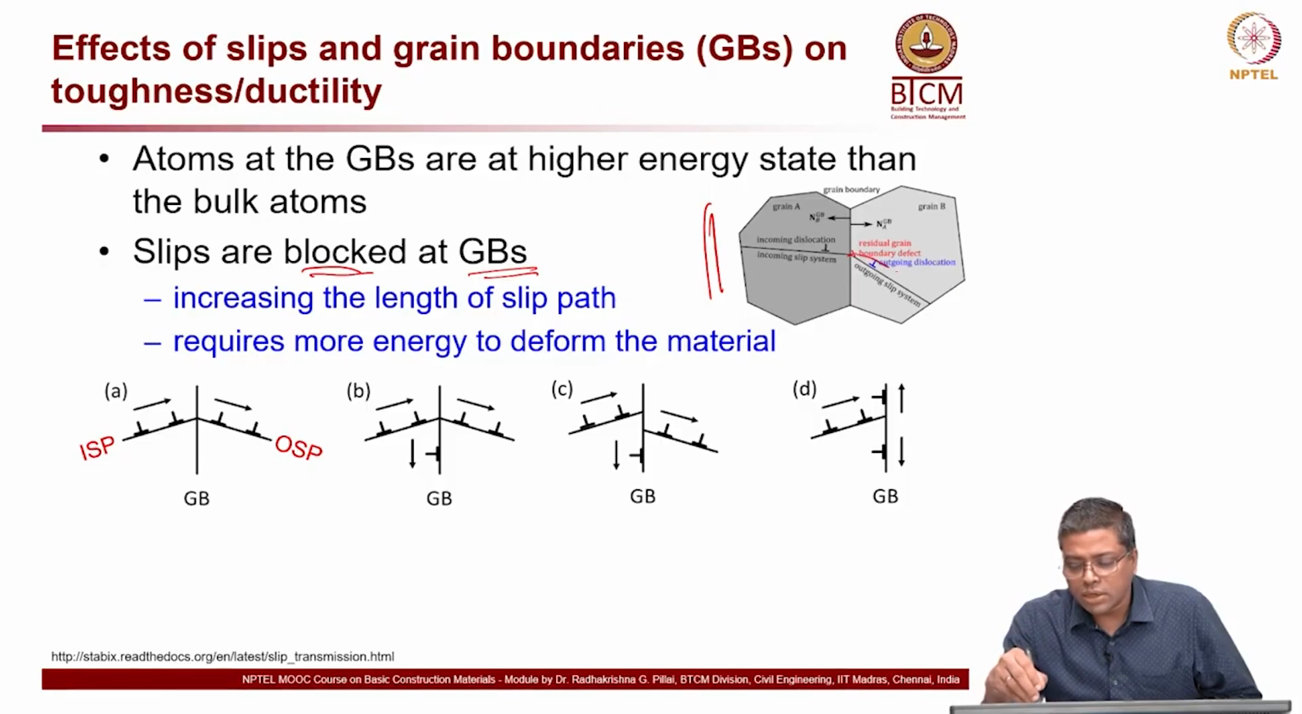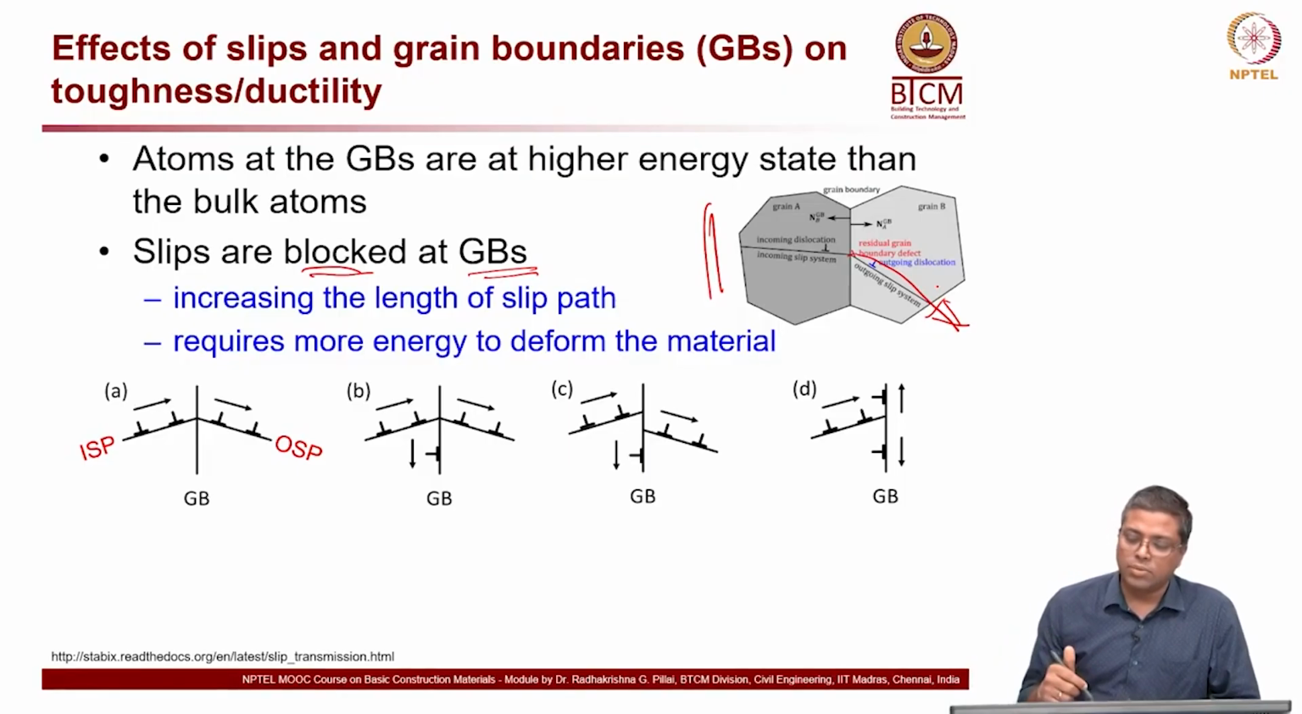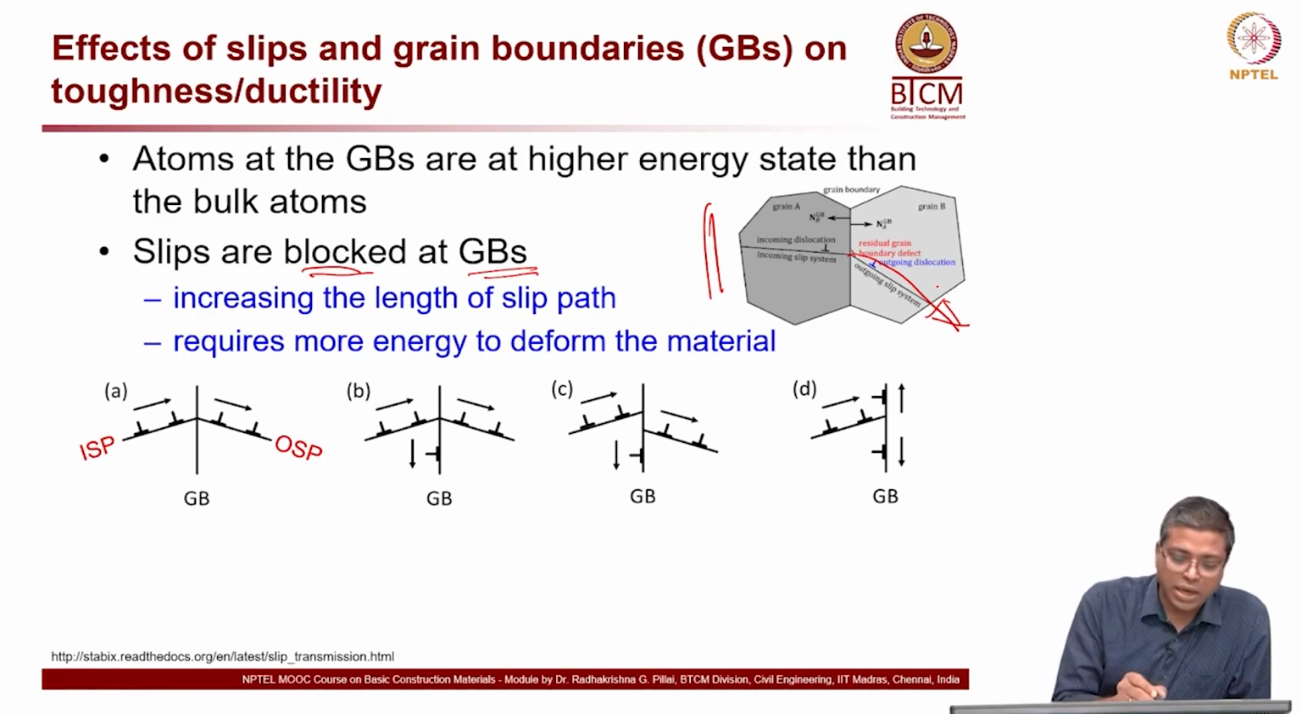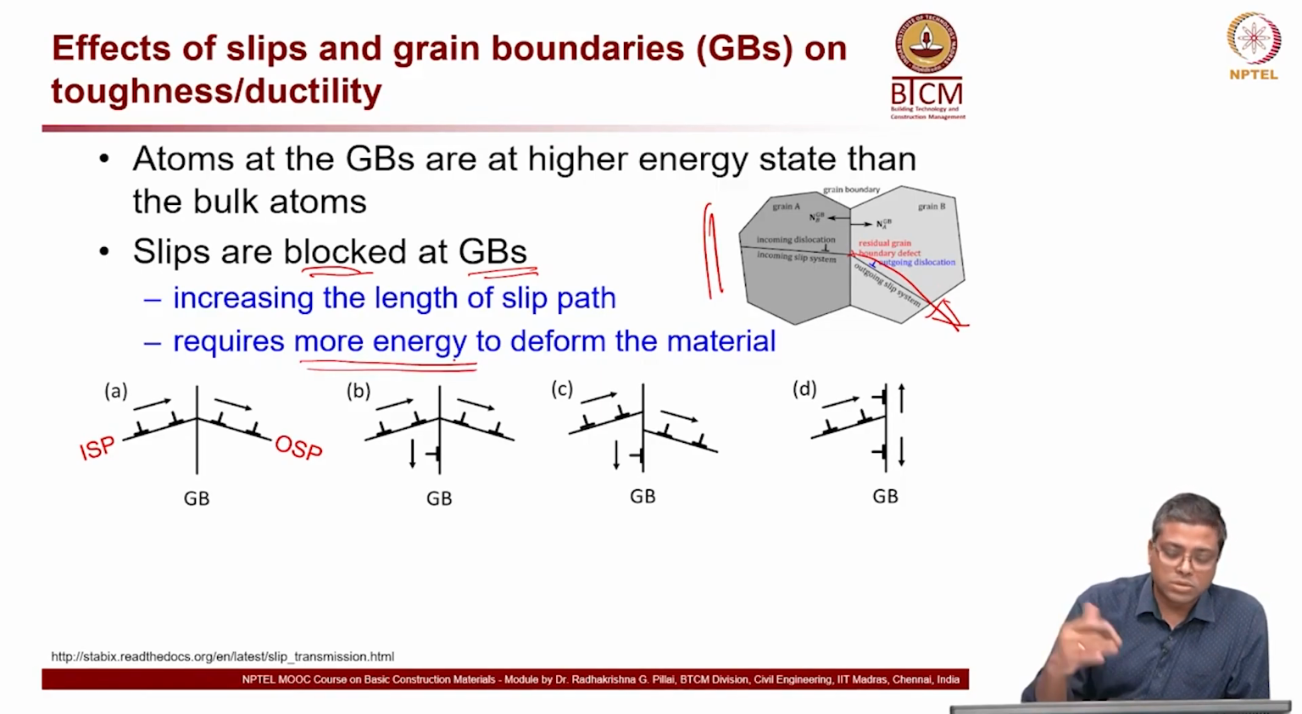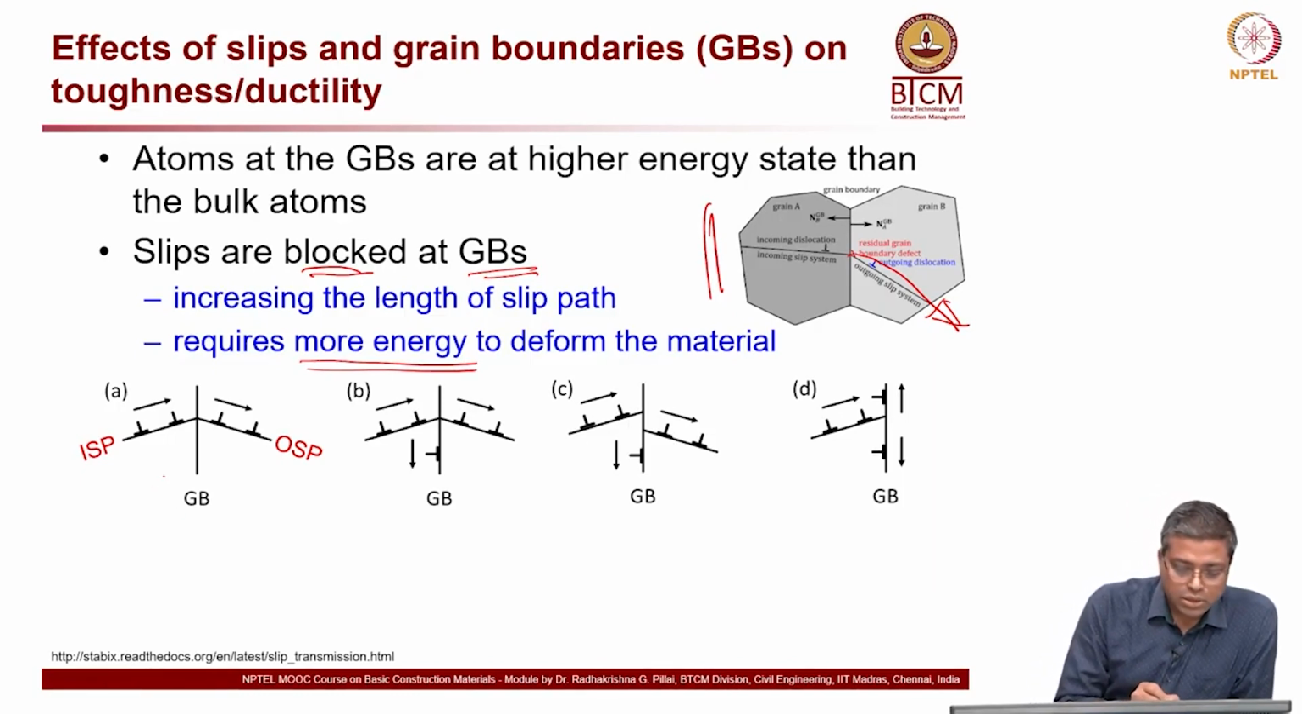But as you apply more stress, there will be a point at which it starts moving in the best possible direction through the next or adjacent grain available. Anyway, this process requires more energy, because you have to cross through that grain boundary. You need more energy to deform the material. Now, look at the drawings here. You can see this is an incoming slip plane, ISP, and an outgoing slip plane, OSP. So, you can see here, look at the direction of these arrows.